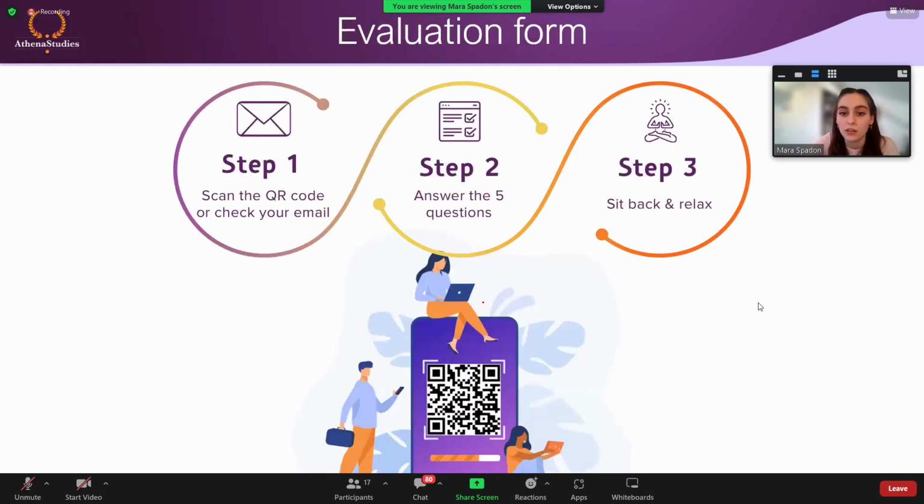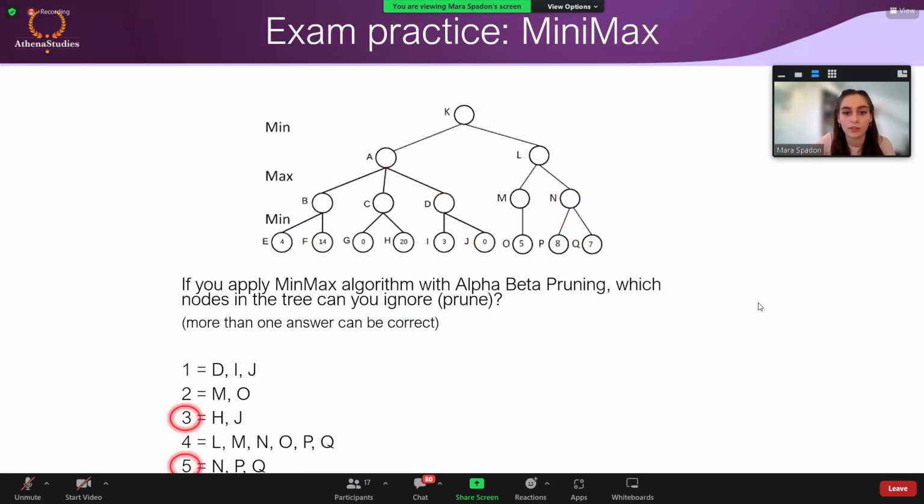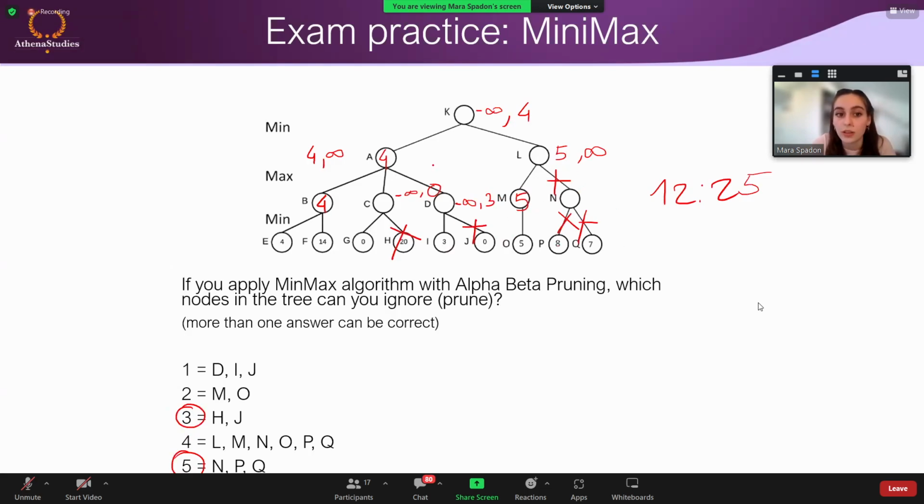So indeed, 3 and 5 is the correct answer. So I saw a lot of people saying 3, but remember, you can also prune this entire subtree, because max already has 5 or higher. So even if it chose 7, it will not be chosen at the top. And if it would be lower, then it would not be chosen here. So nothing changes. Is that clear for everyone?